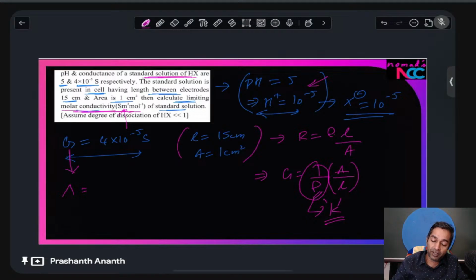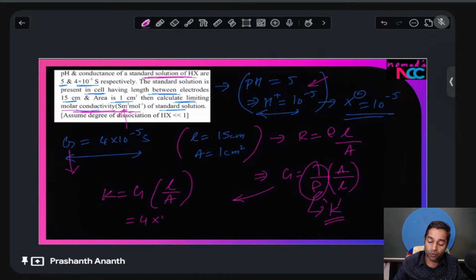I'm just using physics terms because chemistry terms become unnecessarily complicated if you keep changing from lambda, m, etc. It is easier to use physics terms when you can understand the physics part better. So in this case, we will end up having kappa equal to G into L by A. Okay, so G is given as 4 into 10 power minus 5.